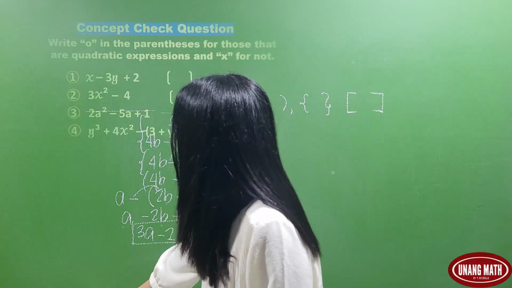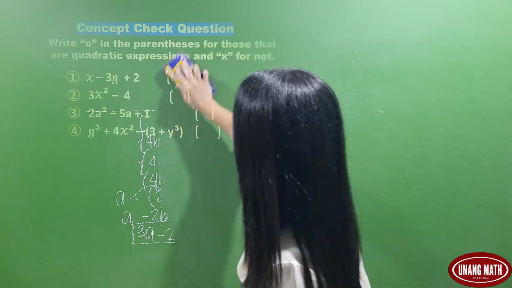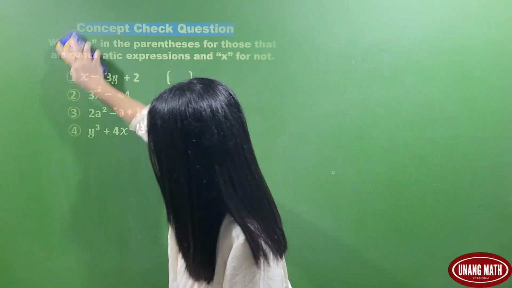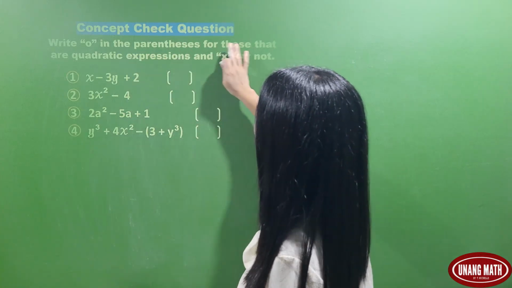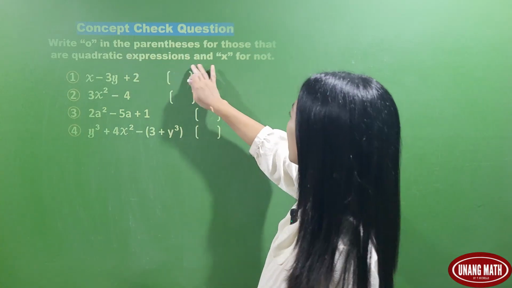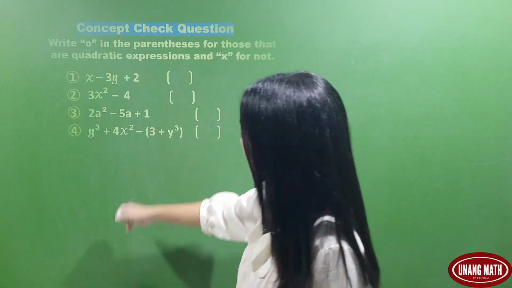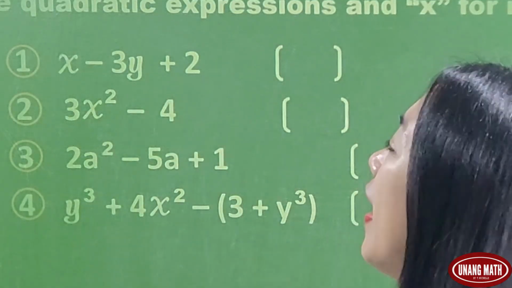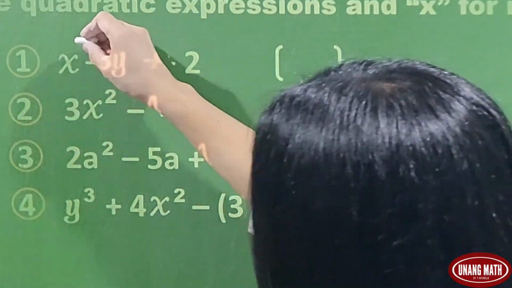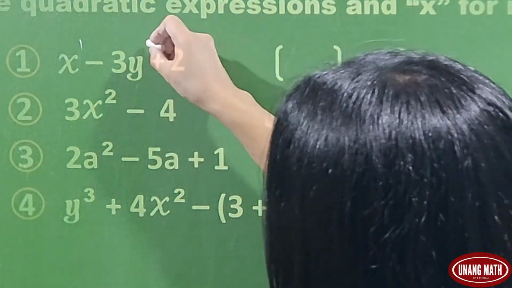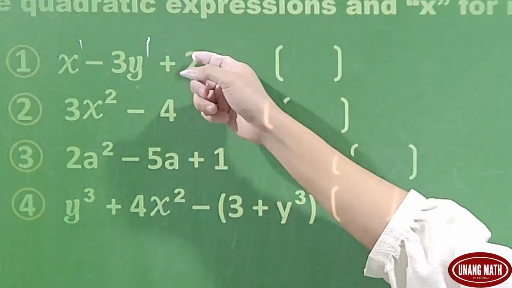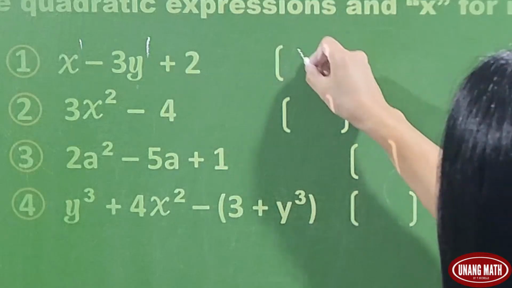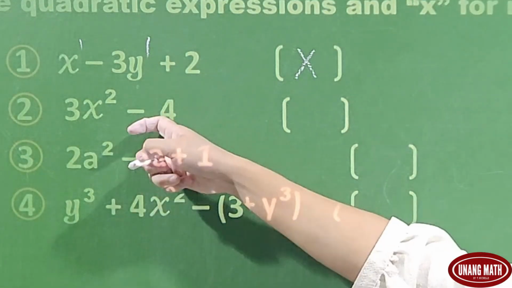Okay, this time, let's answer this concept check question. The instruction is, we're going to write O in the parentheses for those that are quadratic expressions, and X for not. Number one is x minus 3y plus 2. This variable x has an exponent 1, variable y has an exponent 1. So that means this is a linear expression and not a quadratic expression. So this is X.